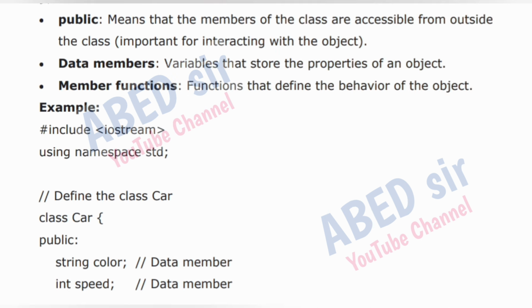Public means that the members of the class are accessible from outside the class, important for interacting with the object. Data members, variables that store the properties of an object. Member functions, functions that define the behavior of the object. Example.